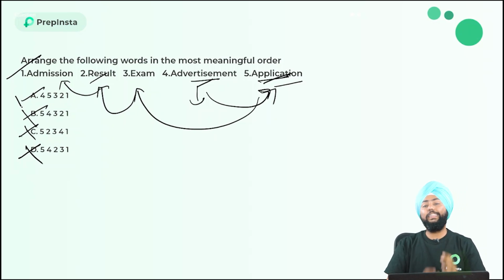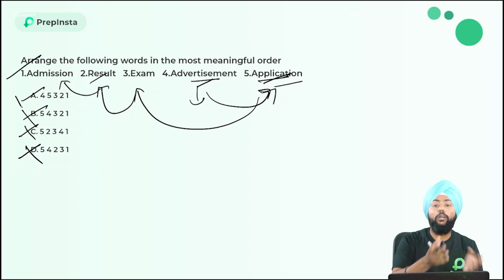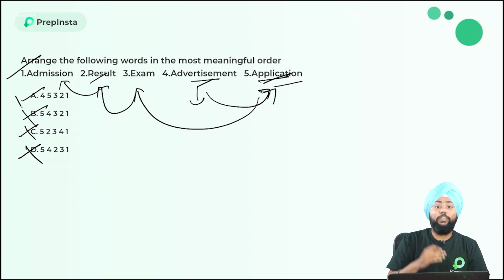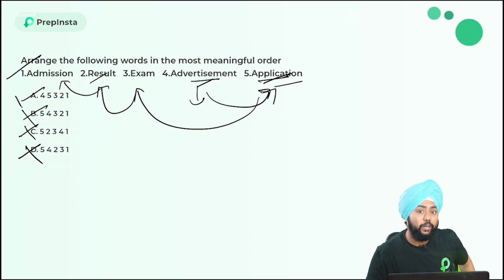So guys, these kind of problems, these are the topics which I've included here now. So make sure these topics should be on your tips: data arrangement, data sufficiency, blood relation, alphanumeric series, alphabetical series, finding the meaningful order of words, syllogisms, statement and conclusion, selection, decision table. These all topics should be on your tips, guys.